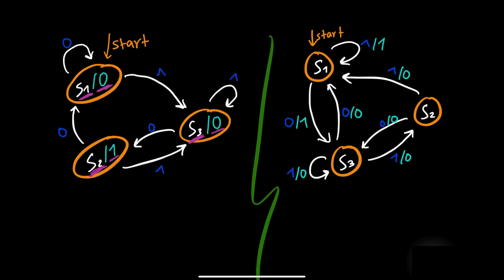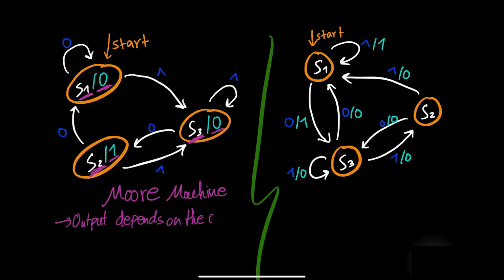So basically, the most defining thing of a Moore machine is that the output depends on the current state. Oh my god, my handwriting is so bad. Alright, so the output depends only on your current state. So if you are here at state 3, that's going to be your output.